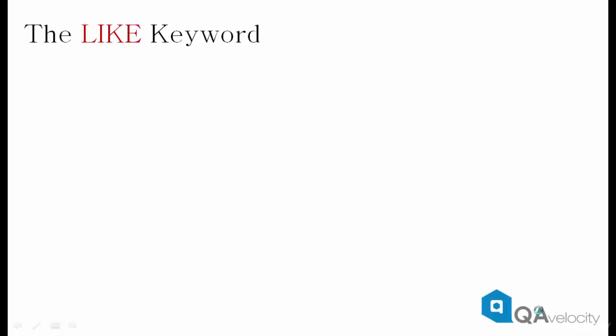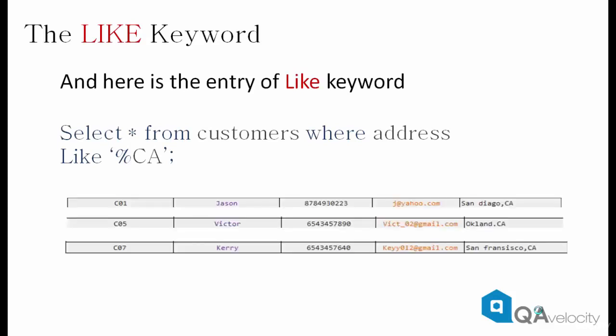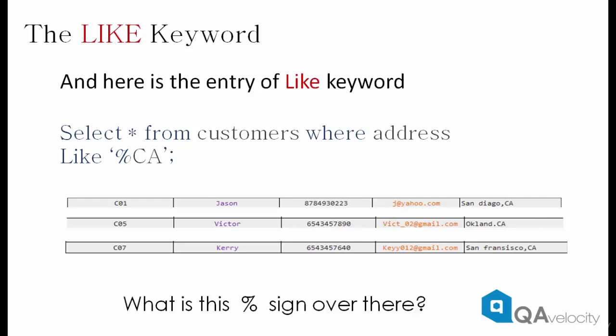And here is the entry of the LIKE keyword: select star from customers where address like California. And finally, using the LIKE keyword, Jeff can get all the state values that end with California. If you see the results, Jason, Victor, Katie live in different cities of California, but their address ends with CA. This is why select is returning the values.